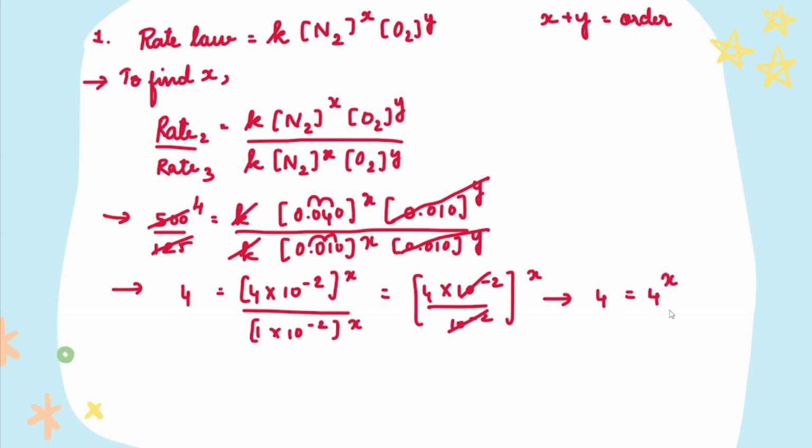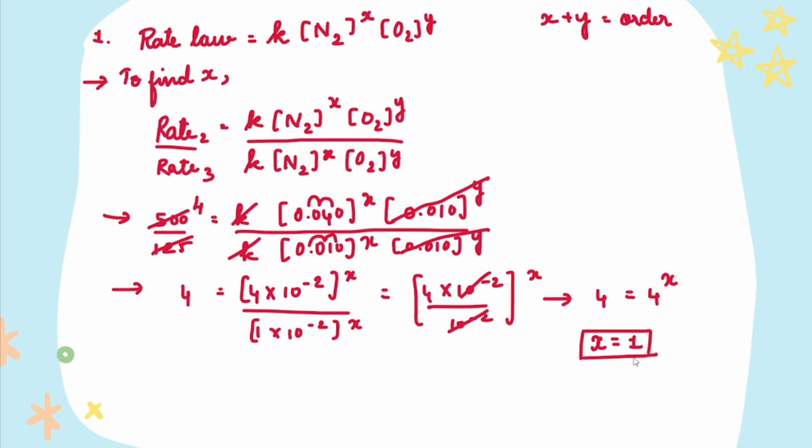So what does this mean, children? What will be the value of x so that we get 4? Only when the value of x is equal to 1, we will get the 4, right? So the value of x will be 1. That's it. Easy, right? Okay.